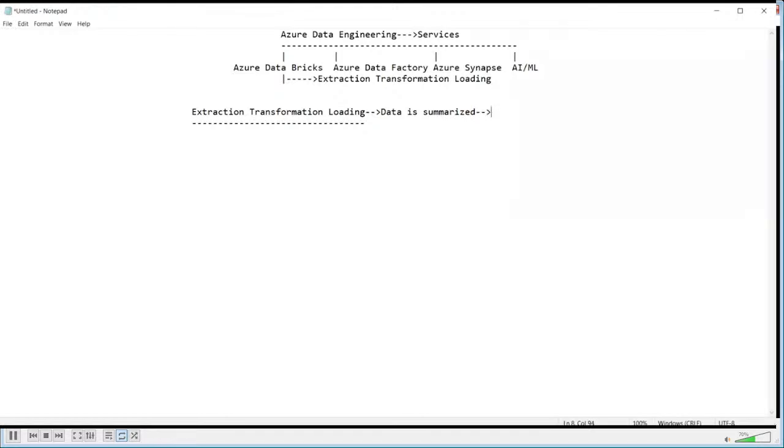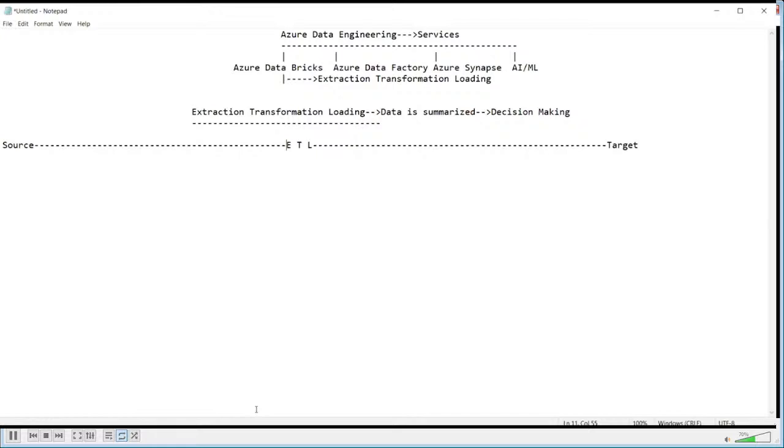This summarized data is used for decision making. So what is this process of extraction, transformation, and loading? This process basically requires the following: a source, and the next one it requires is a target. Now, what is a source and what is a target? Between the source and the target, this process of ETL is always applied, irrespective of whatever service we use.